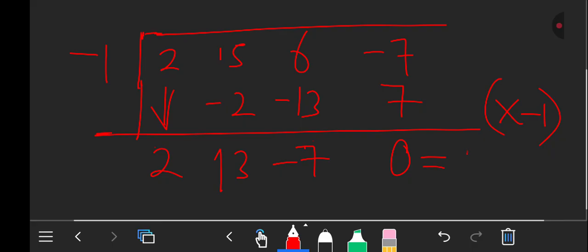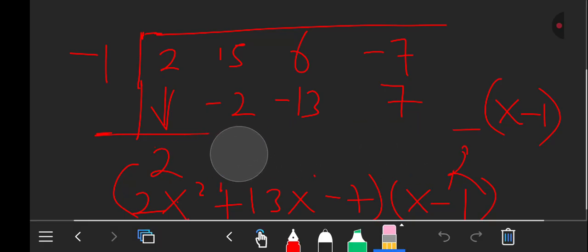If you get the remainder there to be 0, it means that the factor which you got is actually right. But if you get something else other than 0, it means that you need to check the factor you got during trial and error method. So after you get this, the polynomial will decrease by the power of 1. So you have a quadratic 2x squared plus 13x minus 7, and that factor which you got, which is x plus 1. If you multiply this, it will take you back to the polynomial.